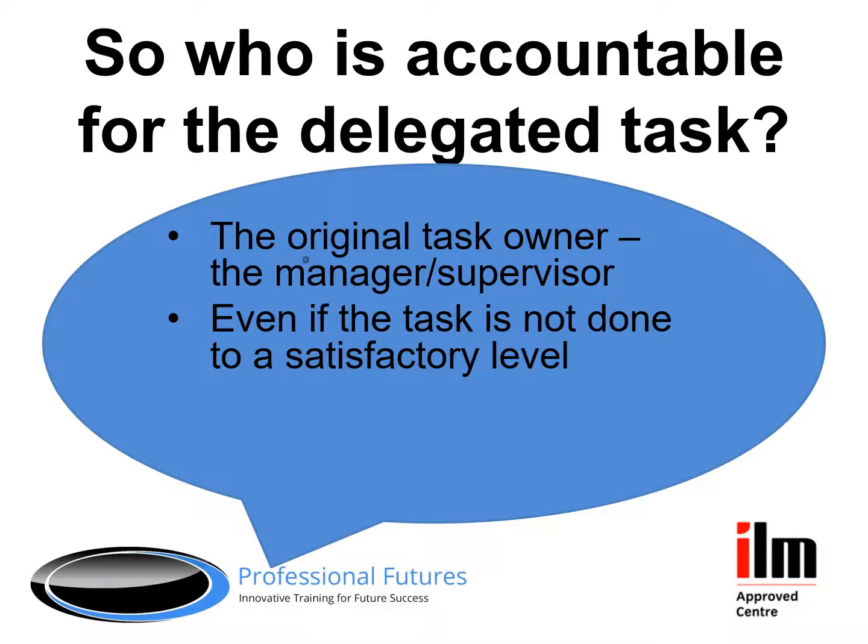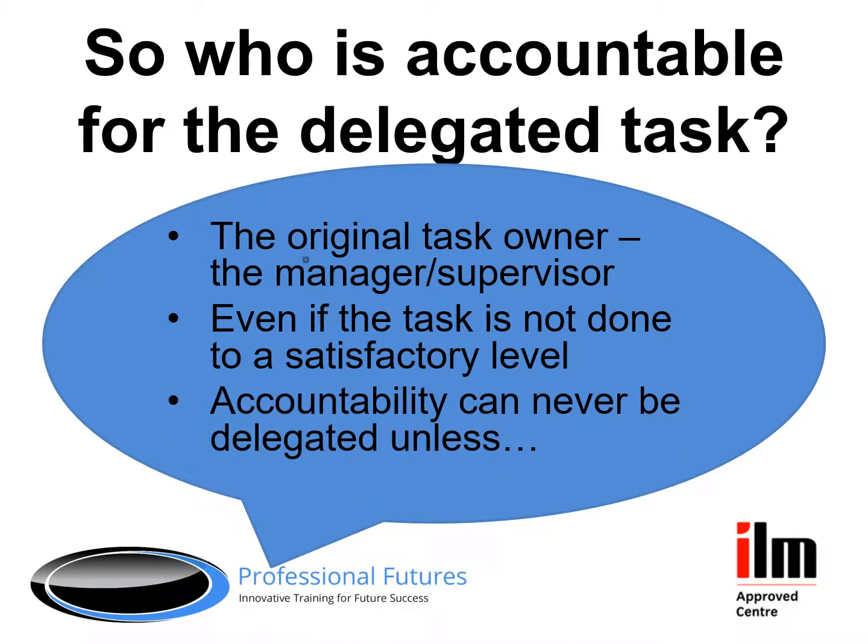So the point with this is that the responsibility for ensuring that the task is delegated effectively and well still lies with you, so that if you are held accountable for the outcome of that task, then you should, in theory, ensure that the person you delegate to absolutely understands what's required. So accountability can never be delegated unless you're actually going to give that task to that individual on a permanent basis.